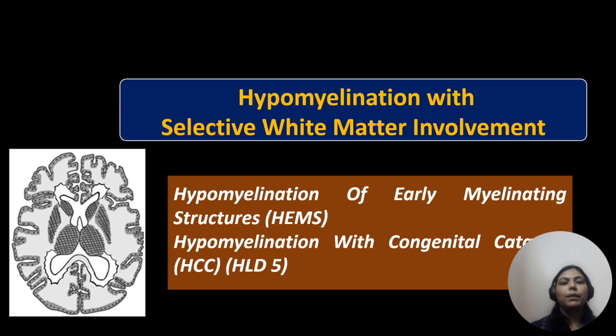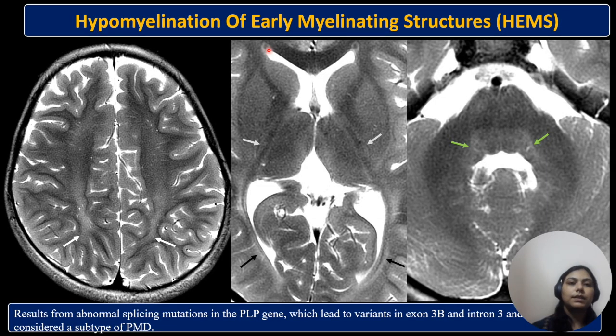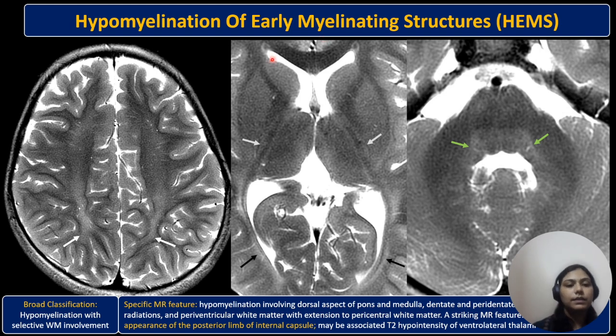Another pattern of hypomyelinating leukodystrophies is hypomyelination with selective white matter involvement. In this, the first disease is hypomyelination of early myelinating structures. Now, in this disorder, there is presence of T2 hyperintensity involving the early myelinating structures, for example, pericentral white matter, involving the posterior limb of internal capsule and involving the dorsal brainstem. These are those structures which show early myelination as we saw in the initial slides.